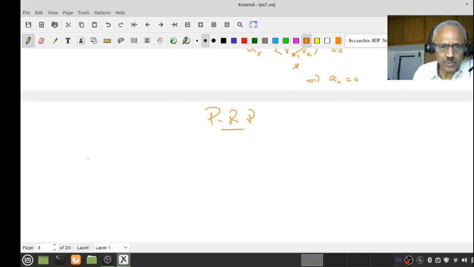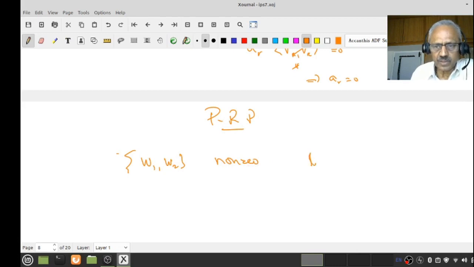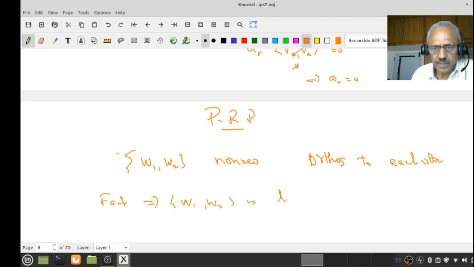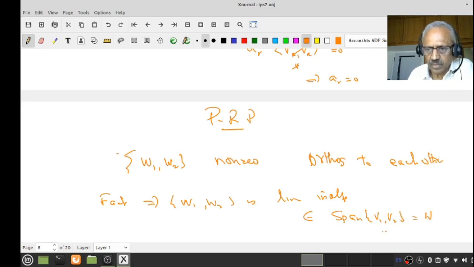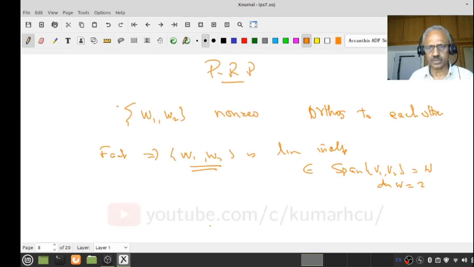So, go back to our earlier situation. W1, W2, we know this is non-zero. Each one of them is non-zero and they are orthogonal to each other. So, by the last fact, W1, W2 is linearly independent. And where do they live? They live in the span of V1, V2, which is W. And what is the dimension of W? 2. And therefore, I have two linearly independent vectors in the two-dimensional vector subspace W. Therefore, what do I know about this? W1, W2 is a basis.